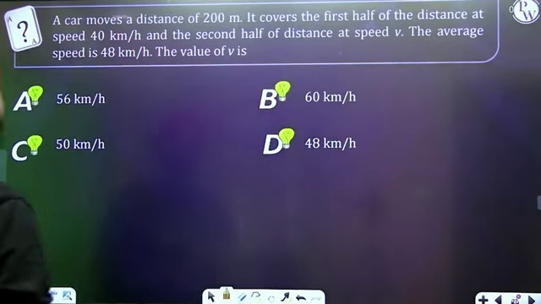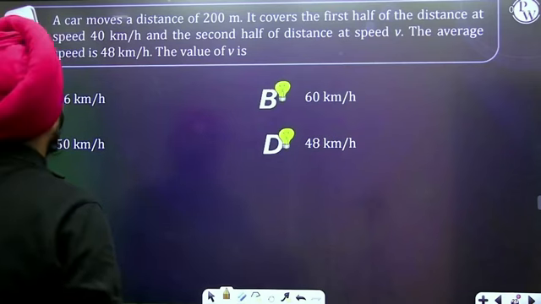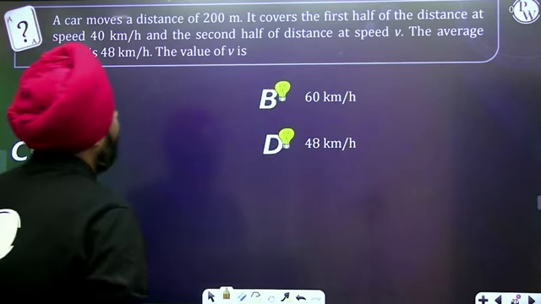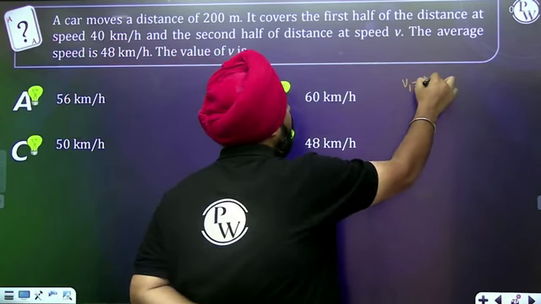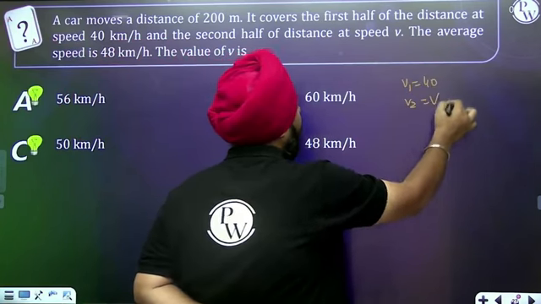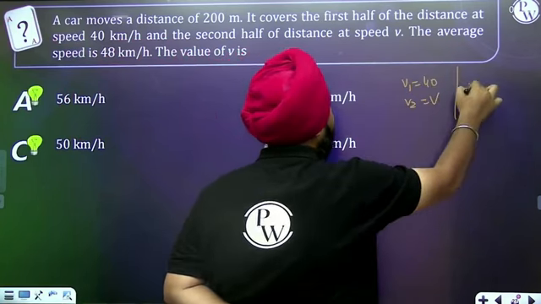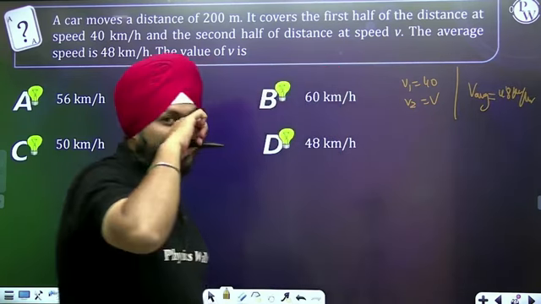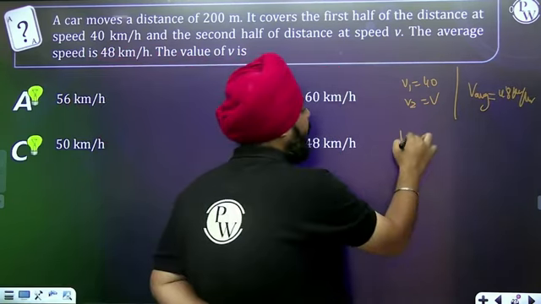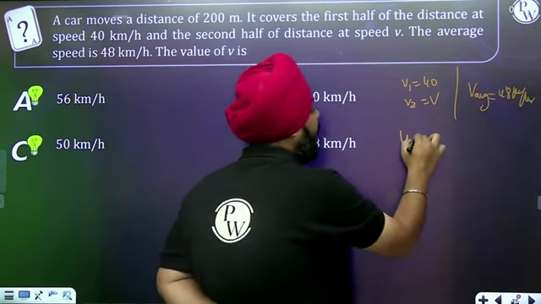A car moves a distance of 200 meters. It covers the first half of the distance at 40 and the second half at V. Now see, first half with 40, second half with V. The average speed is 48 km per hour, so we can write 48 is equal to 2V into 40 divided by (V + 40).